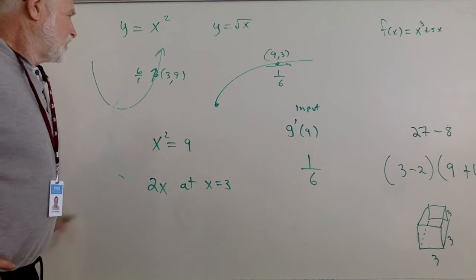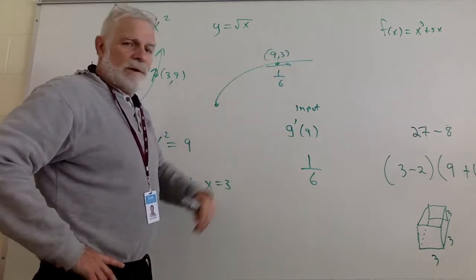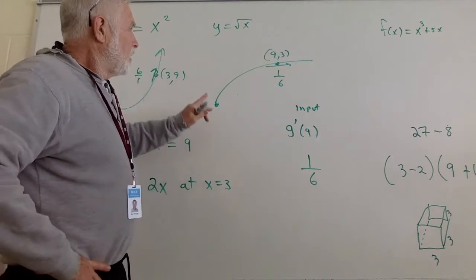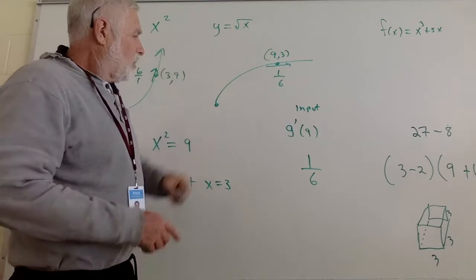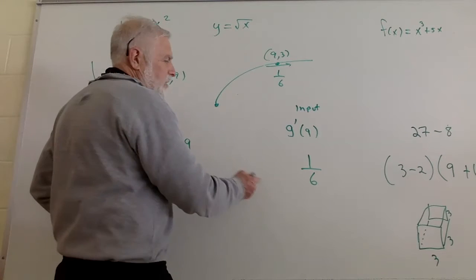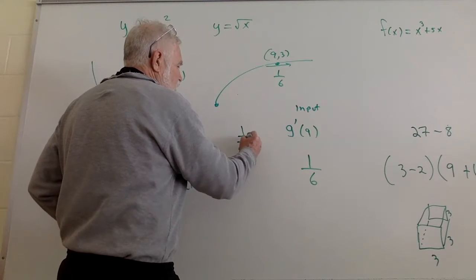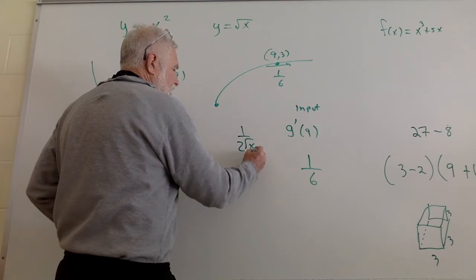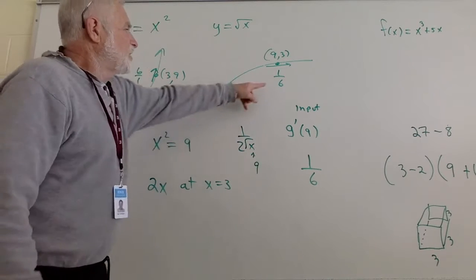The inverse of 3 to 9 is 9 to 3. And if you take the derivative of y equals the square root of x, it's 1 over 2 root x. And if we drop a 9 in there, yeah, we get 1/6.